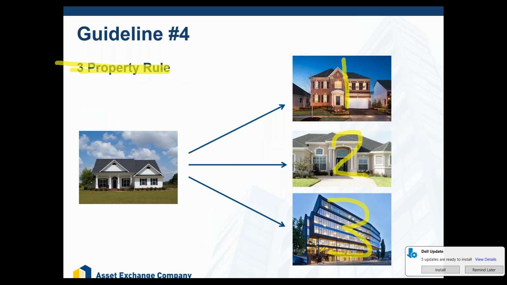Really that simple, right? You get to identify 3 properties on day 45 if you use the 3 property rule. Now you might be thinking, well, geez, that's a bummer. I wanted to list more than that. Well, you can, all right?